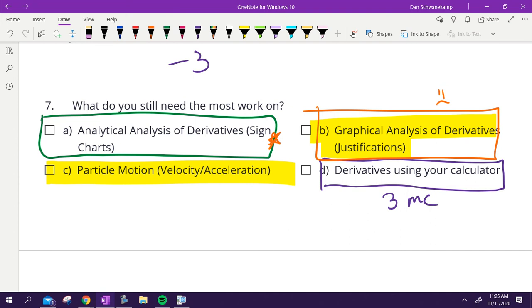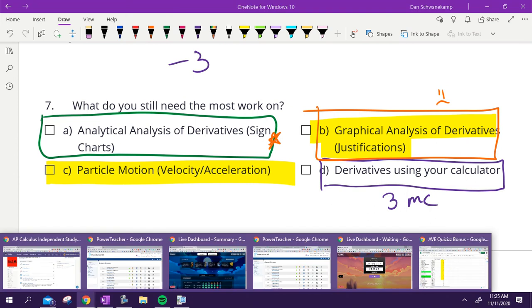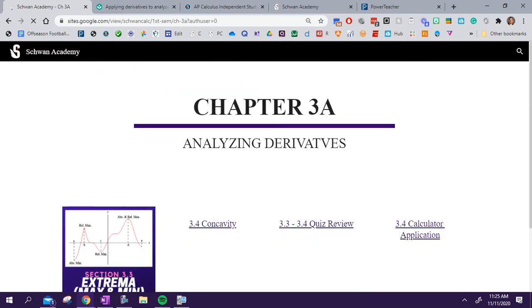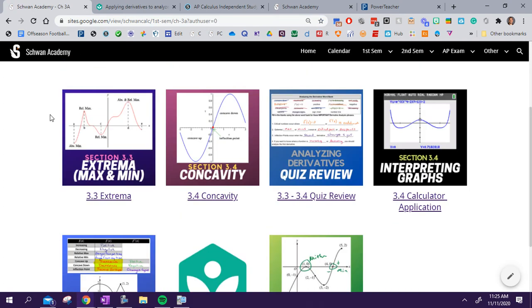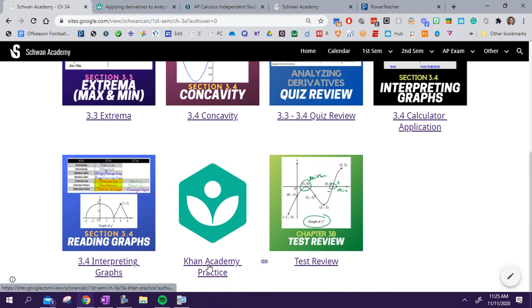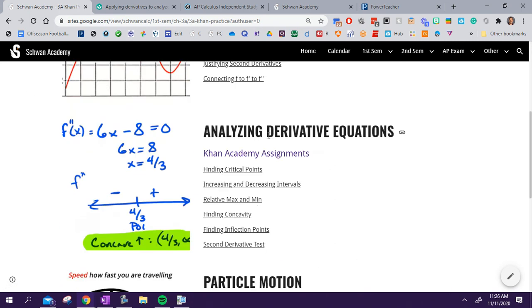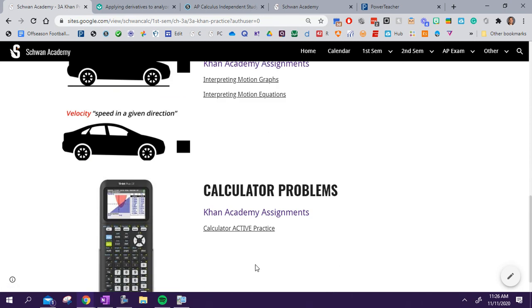Make sense there? Let me remind you about Schwann Academy. Some of you, it might have been a minute since you've been on there. Okay, here's Schwann Academy. We click on 3A. Here are the different sections. Right here is Khan Academy Practice. If you click on Khan Academy Practice, this is going to break up the entire chapter into Khan Academy. This is why I made the website. I made this website because Khan Academy is really good, and I wanted a place to organize it. But here is the entire chapter broken up into the 4 sections we just described.